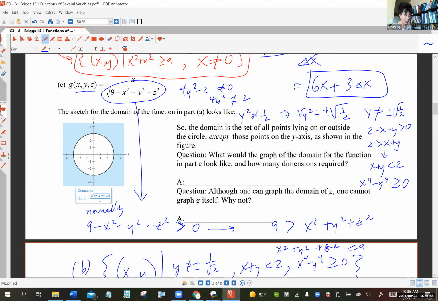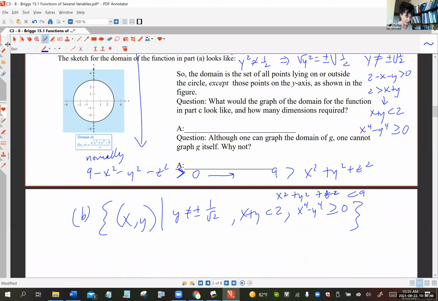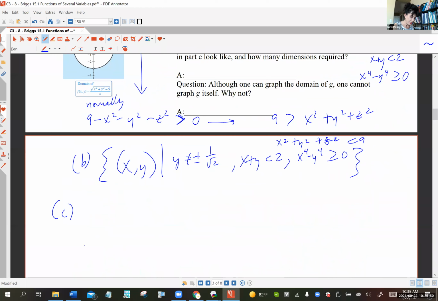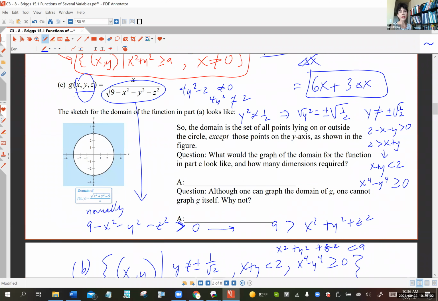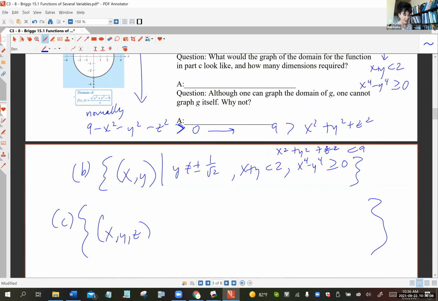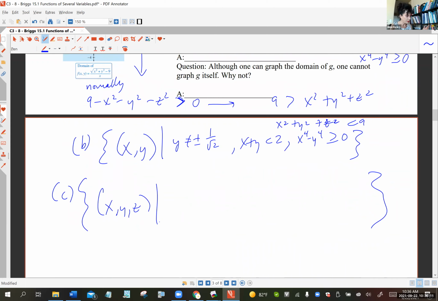Okay, now how would you write letter C's final answer? You're going to use curly braces, big old curly braces, but now you're going to do an ordered triple. Well, how come an ordered triple? Because this was a function of 3 variables, and so its domain is the set of points that live in R3, or 3 dimensions. So the set of all ordered triples such that, and we only had one restriction, we needed x squared plus y squared plus z squared to be strictly less than 9.